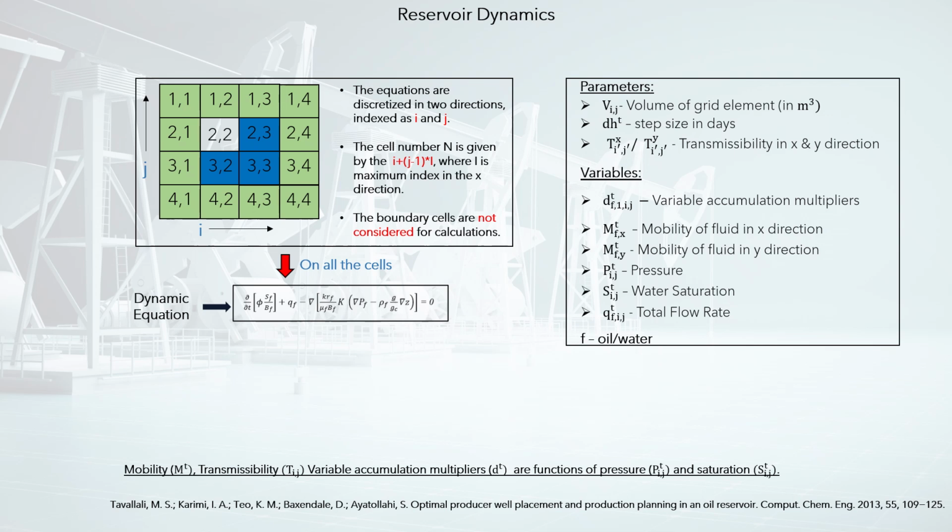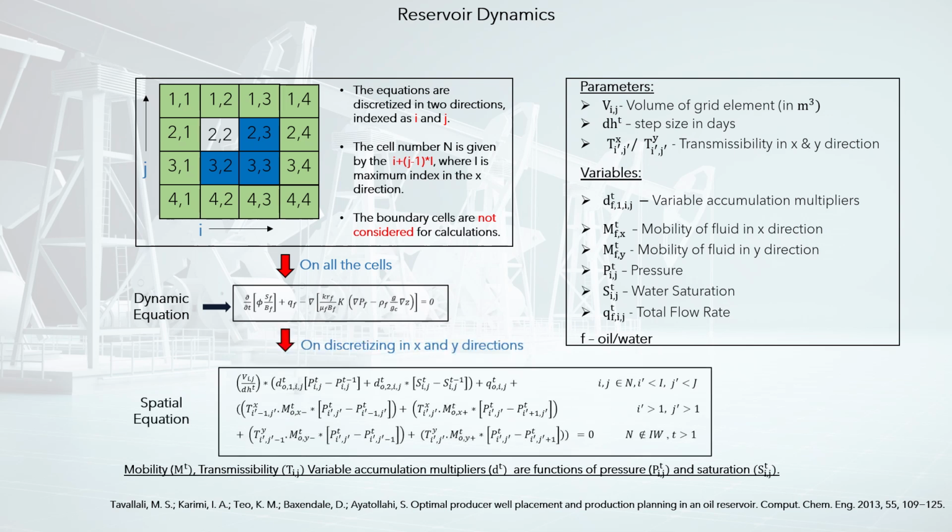The first equation defines the dynamics of the reservoir over time, relating T to T plus 1. The second equation defines the spatial dynamics, relating cell ij to all its neighboring cells, for each period T. In this way, a simplified simulation model is included as part of the optimization model equations.